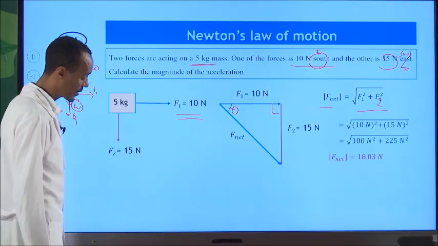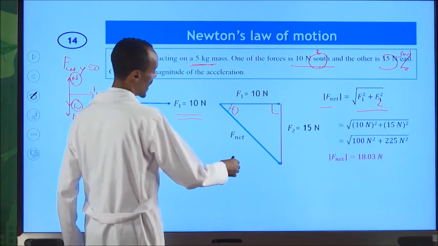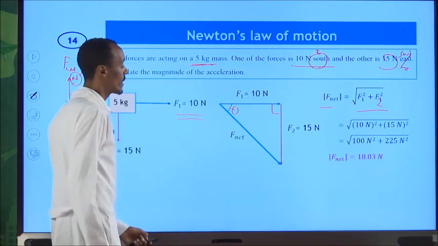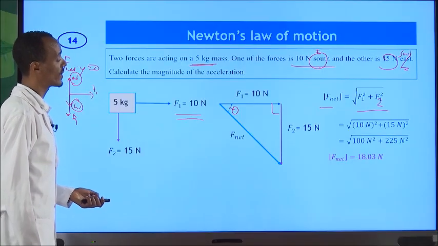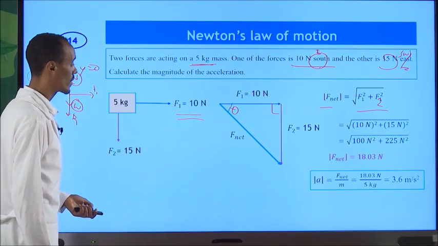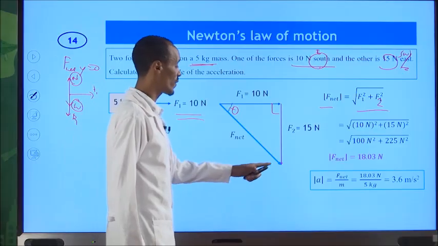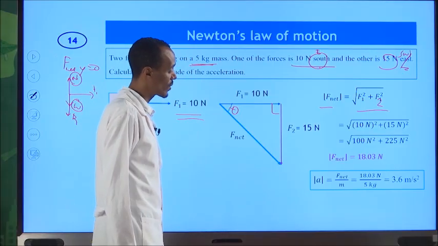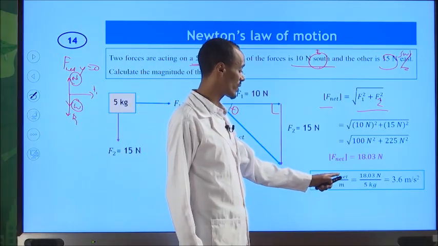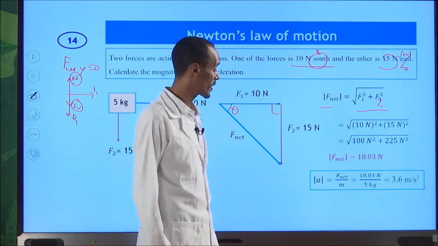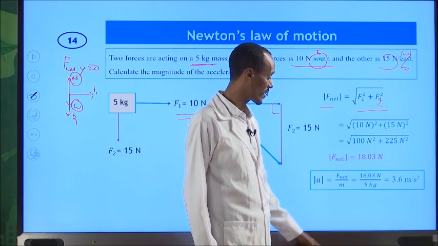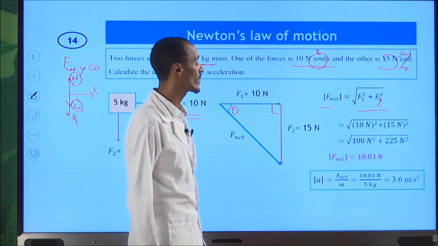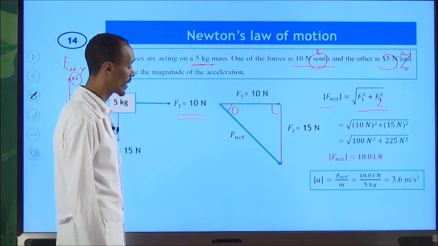What is the direction? To have the direction, you have to find the angle theta. But first, let's calculate the magnitude of acceleration. It is easy because we know the net force and we know the mass of the object. So acceleration is equal to the net force divided by the mass of the object, and 18.03 divided by 5 kilograms is 3.6 meters per second squared.